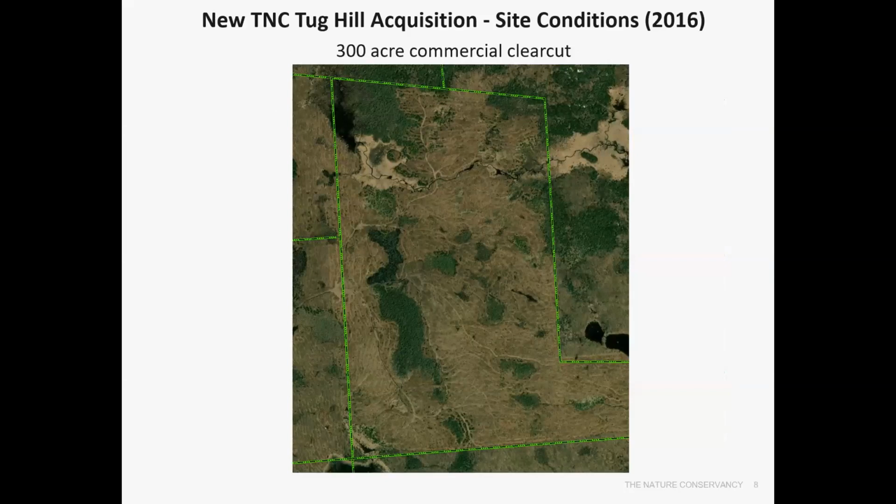And so this area was heavily impacted by a 300 acre commercial clear cut. It was a fairly intensive disturbance to the forest understory, in which all of the valuable trees were removed, and predominantly beech and other non-commercial species were left at the site, which are currently affected by beech bark disease. And so you can see the skid roads and haul roads in lighter color on this map.